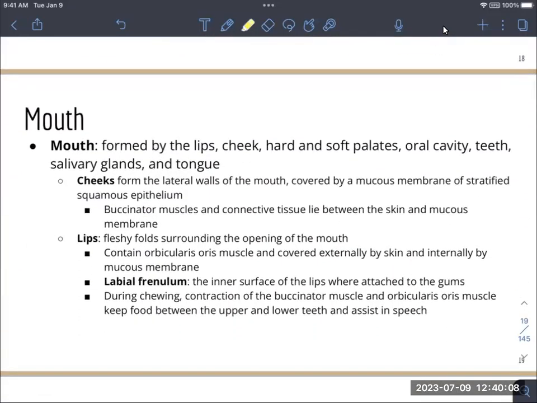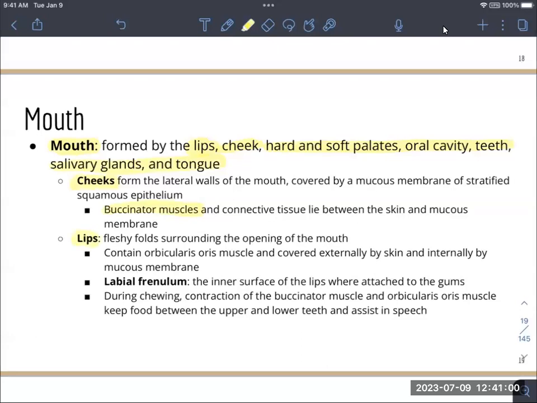So let's start going through all the different parts of the digestive system and how they help. We're going to start with the mouth because that is the first place any kind of foods, water, and liquids are going to enter. So we're going to start from where they enter in, and we'll go all the way through to where they leave. Your mouth has the lips on the outside and the cheeks. We have the hard and soft palate, oral cavity, teeth, salivary glands, and tongue. In the cheeks, we have the buccinator muscle, and a mucous membrane covers it.